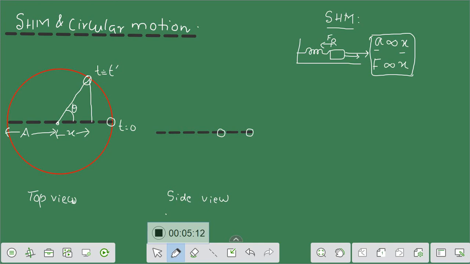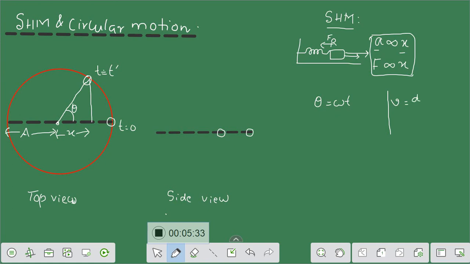Now, if you look into this circular motion and we're looking into the top view, the angular displacement theta is written as omega into t. How? I hope you know your linear maths or linear physics. Velocity is equal to distance or displacement divided by time, right? So that means we can say the displacement is equal to velocity into time.